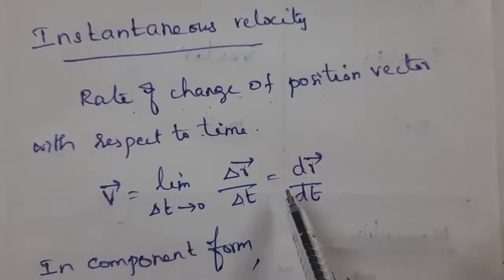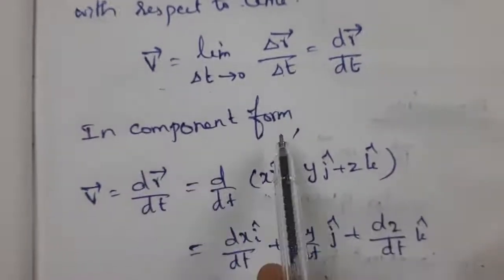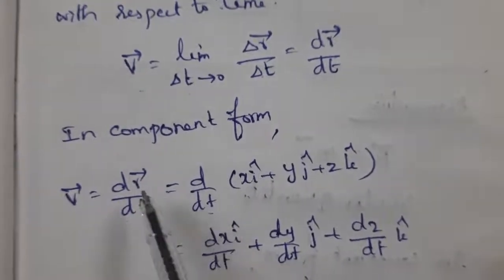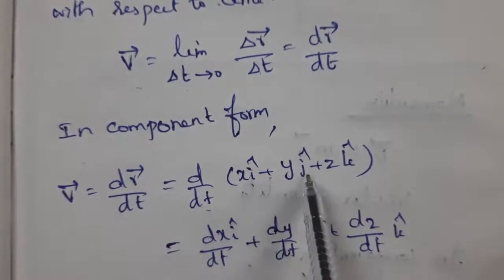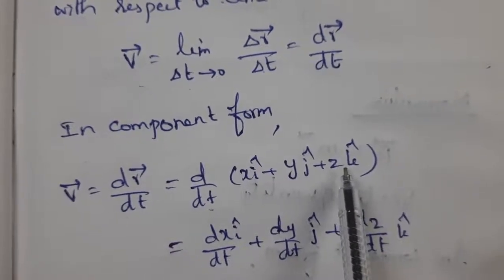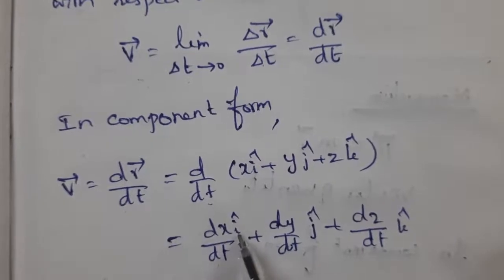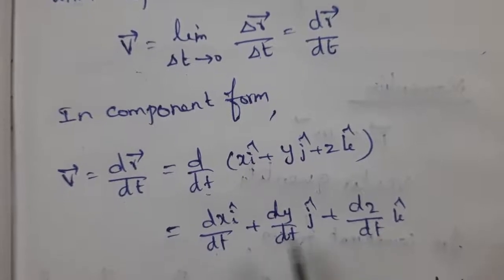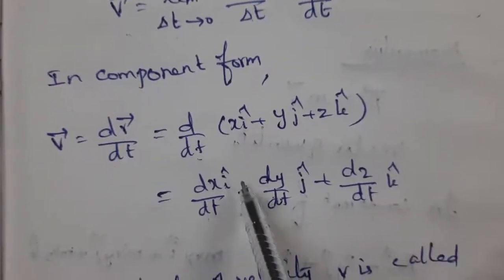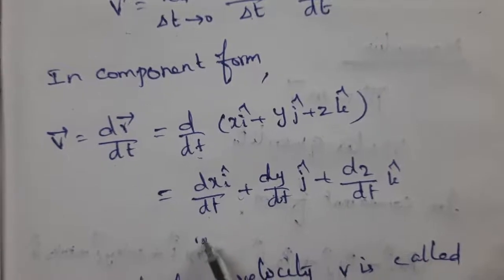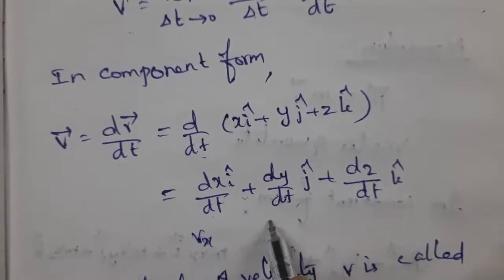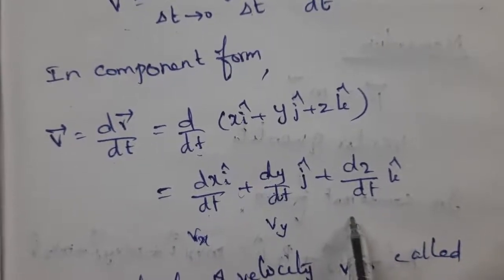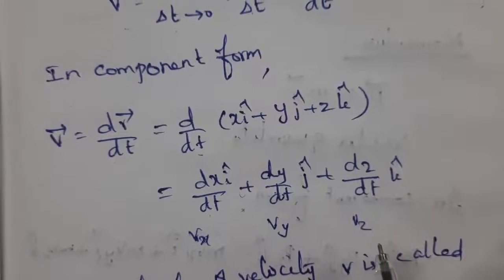We can write this in the component form. In component form, v vector equals dr by dt. So we can write d by dt of the position vector, x i cap plus y j cap plus z k cap in 3 dimensions. So we can write dx by dt i cap plus dy by dt j cap plus dz by dt k cap. Here dx by dt is the x component of the velocity, this is vx. dy by dt is the y component of velocity, vy. dz by dt is the z component of velocity, vz.